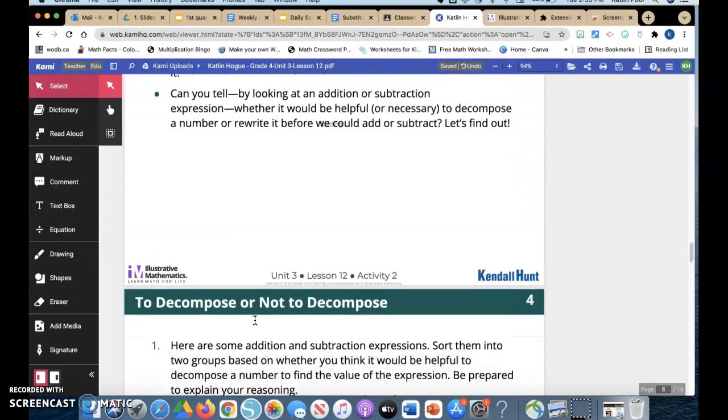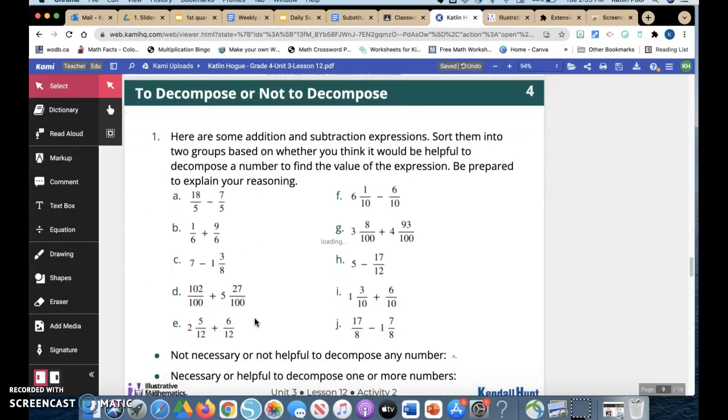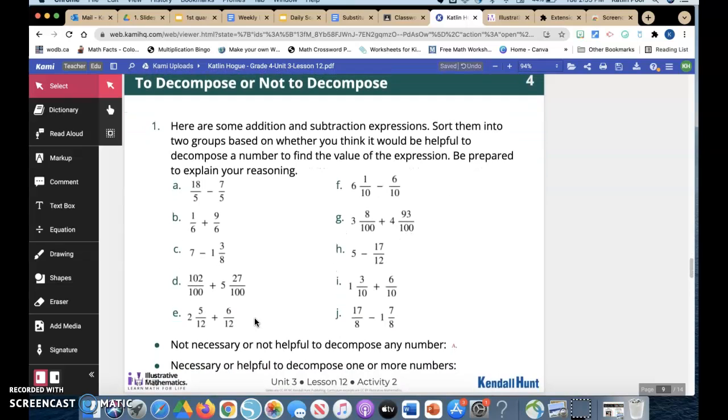We are going to be moving on to decompose or not to decompose. So, sometimes when we have a problem with fractions, it is going to be important for us to decompose a number so it's simpler for us to solve. Sometimes we can just add or subtract like normal. Here's some addition and subtraction expressions. Sort them into two groups based on whether you think it would be helpful to decompose a number to find the value of the expression. Be prepared to explain your reasoning.